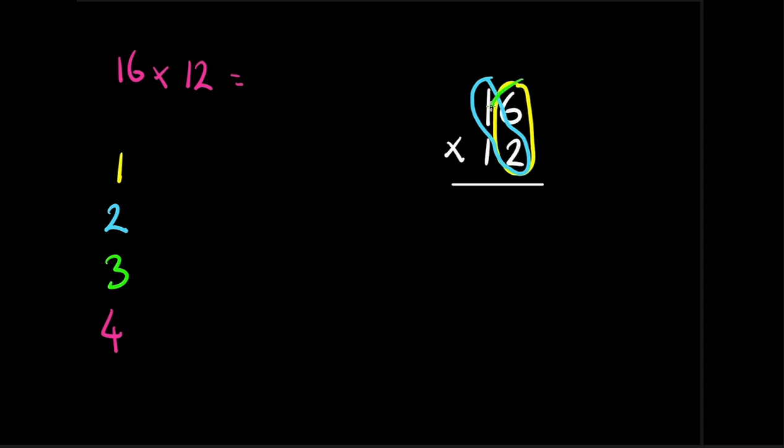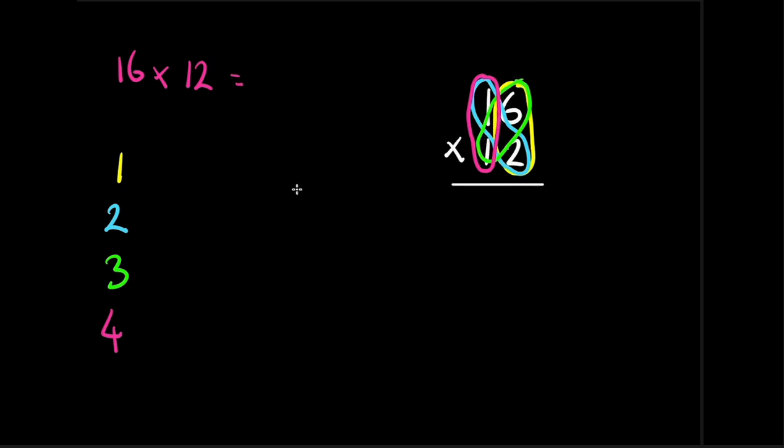6 times 1 is going to be step 1. And 1 times 1 is going to be step 4. If I do that again, 6 times 2 is going to be step 1. 1 times 2 is going to be step 2. 6 times 1 is going to be step 3. And 1 times 1 is going to be step 4.